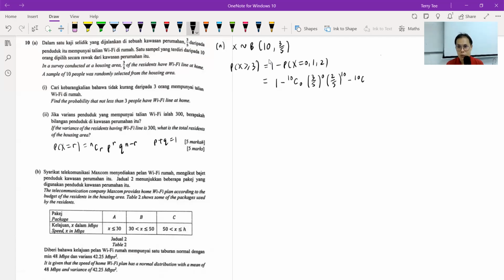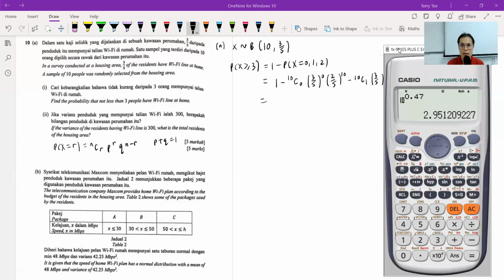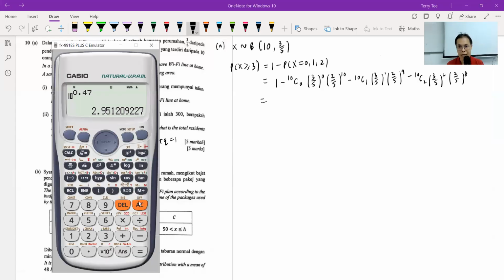Then you minus 10C1, 3/5 power 1, 2/5 power 9. Then you minus 10C2, 3/5 power 2, 2/5 power 8. Okay, use your calculator and count. Okay, so there are two ways to calculate this. Actually, there are many ways to calculate this.